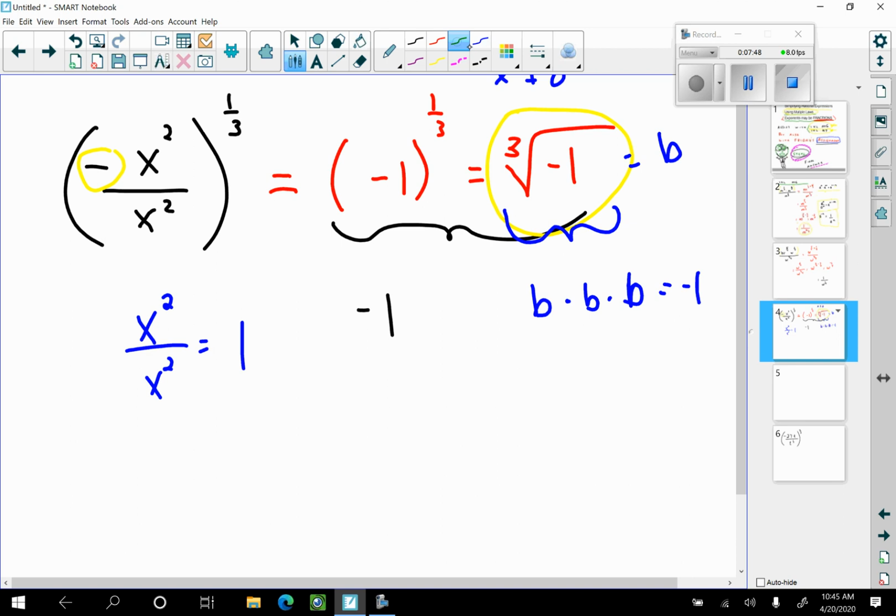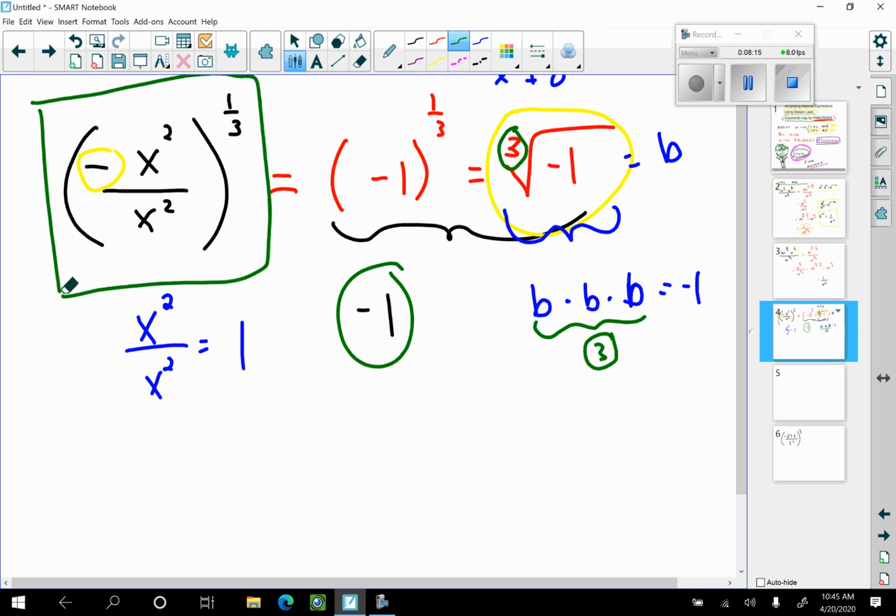And this fact that there's 3 b's here lines up with that guy right there. So the cube root of -1 is going to be b, such that b times b times b is -1. Hey, what times what times what gives the same number as -1? That's -1. So the cube root of -1 is equal to -1. You're going to use that a couple times in your IXL.